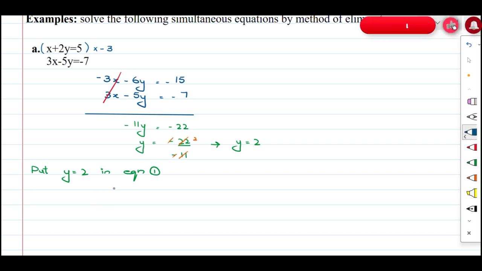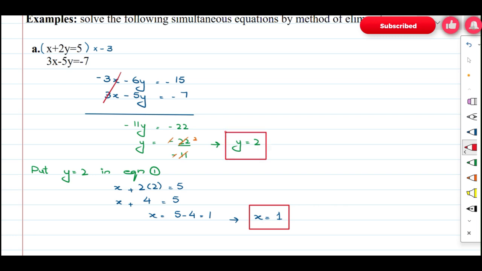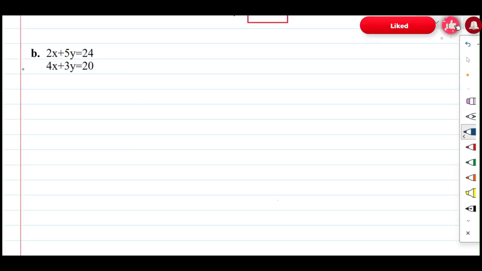Now in equation 1 you have x plus 2 times y equals 5. So x plus 2 times 2, which is 4, equals 5. So here x equals 5, and shifting the 4 to the other side, minus 4, that equals 1. So from here you will get x equals 1. For the solution, we can say the solution for x is 1 and the solution for the variable y is 2. Okay, now let's do part B.